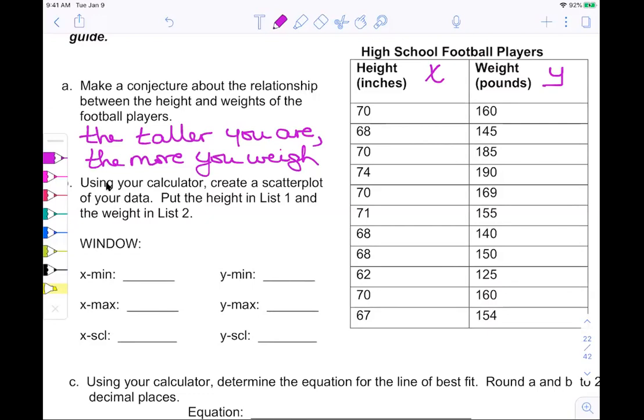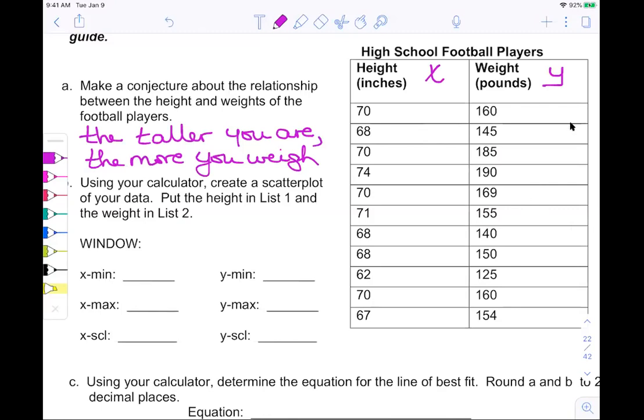All right, so after you have your data entered, remember you need to go to second y equals, and then you're hitting zoom number 9. Look at your graph, see what's happening with your graph, and then hit the window button. And once you have the window, this is where we should all have the same exact information. So you're writing down the window values.